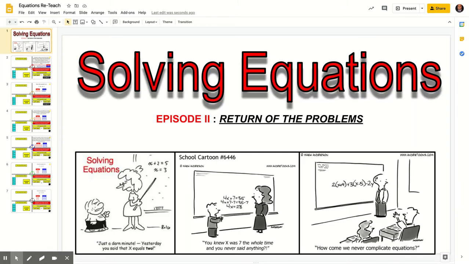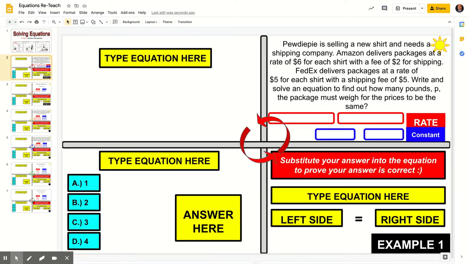So right here, we have Solving Equations, Episode 2, Return of the Problems. If you've seen your test grade, you know a lot of you didn't do well on it. This was supposed to be an opportunity to fix your test grade and to learn how to be successful on it. On your test, you saw problems like this with tons of words, okay?